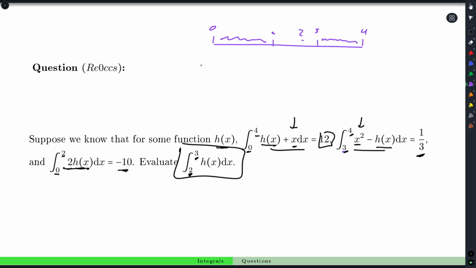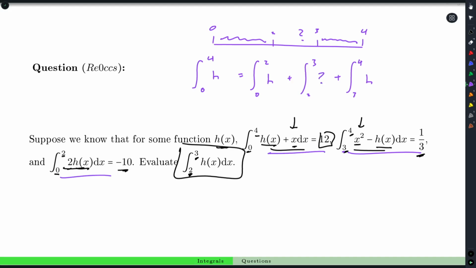So just using very basic definite integral properties, 0 to 4 can be broken into 0 to 2, 2 to 3, so the one we want, and then 3 to 4. So what I'd like to do is get the integral of h from 0 to 4, then h from 0 to 2, and h from 3 to 4 from the given information. And then we'll be able to rearrange, just use basic arithmetic to get the missing one. Okay? So that's what we're going to do.